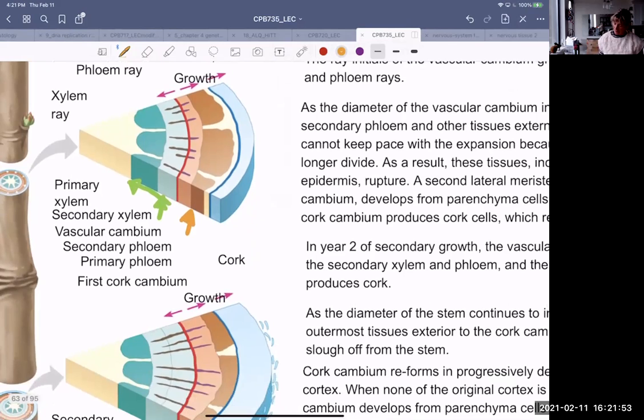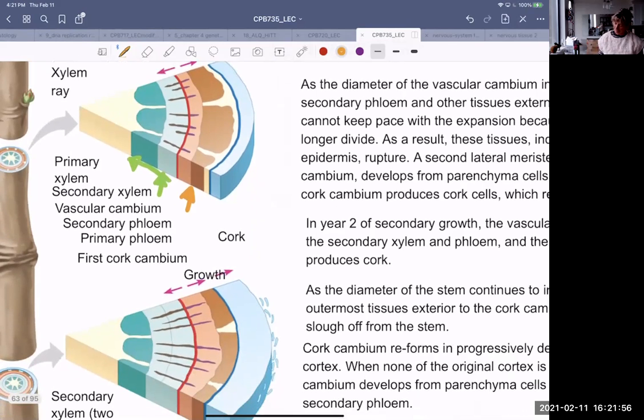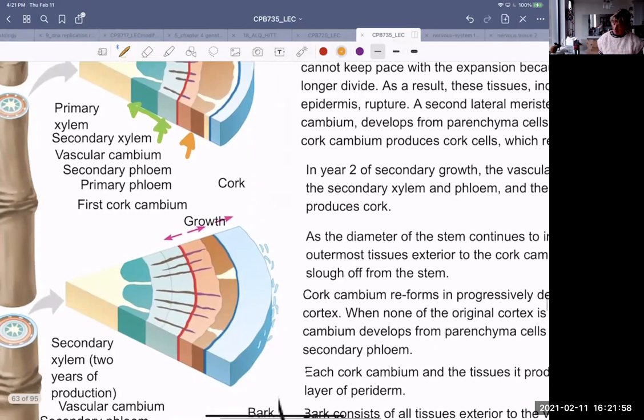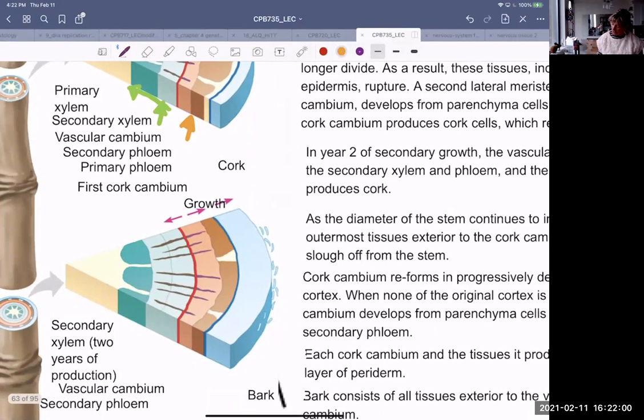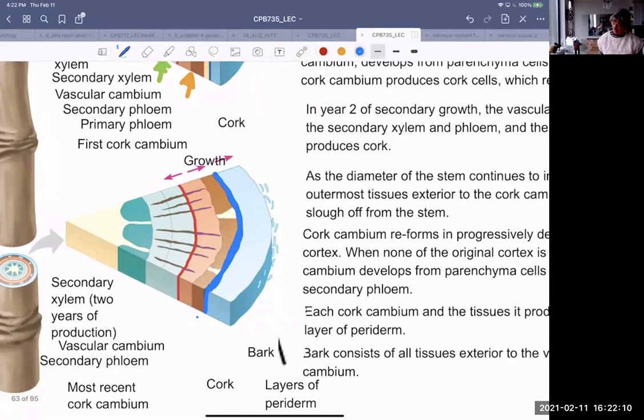And I wanted to talk about cork. So here is the cork cambium. Here, this layer. And it lays down periderm, which is just a small layer of cells, periderm, and cork.